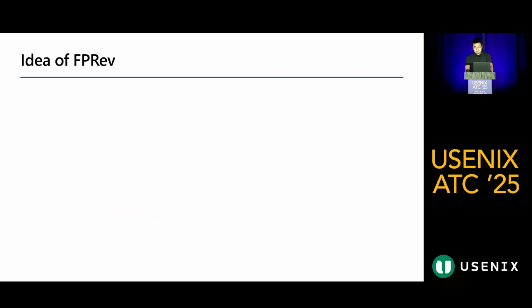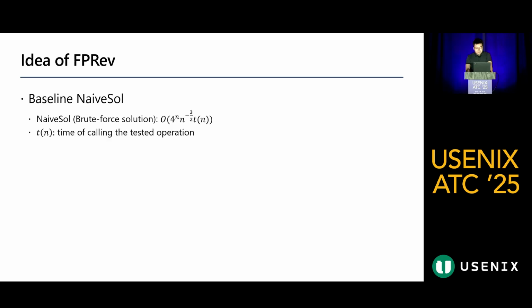Okay, let me summarize the idea of FPRev. If you are interested in the details, please see our paper. Let's start with the baseline. We begin with a naive thought, a brute-force solution that constructs all summation trees for a specific number of leaf nodes. The summation tree is a binary tree. We will build all the combinations, so the time complexity is very huge. As you can see, T of n represents the time it takes to call the operation we are testing. Different operations will have different times.